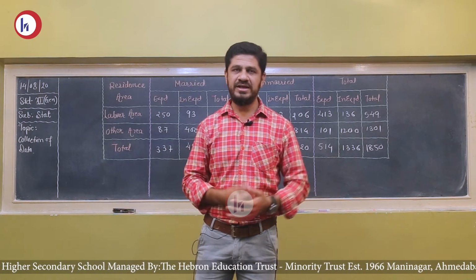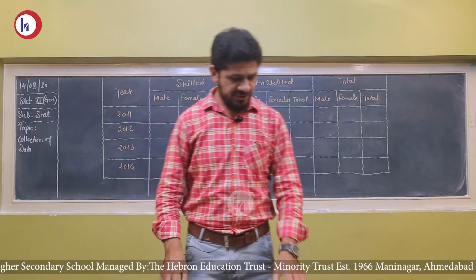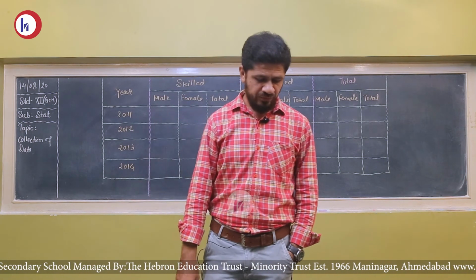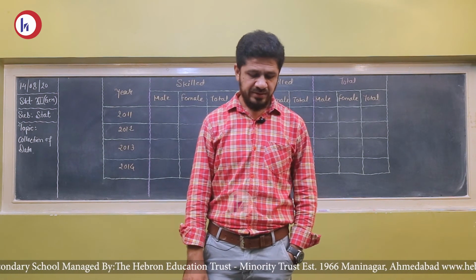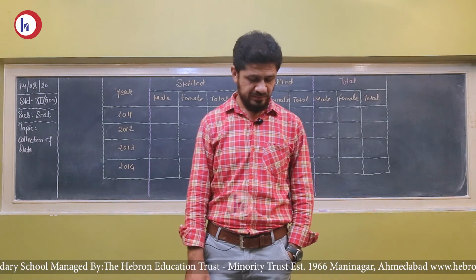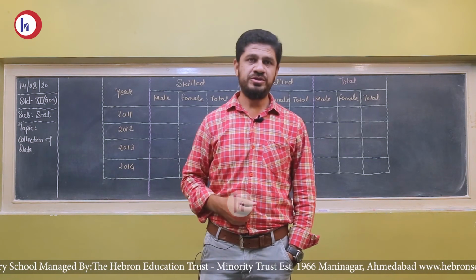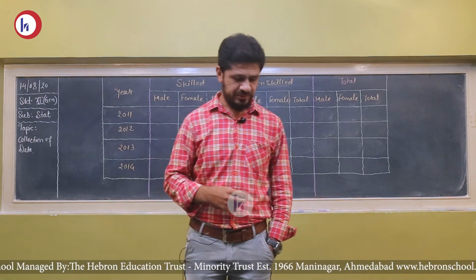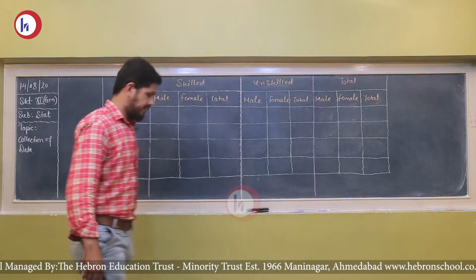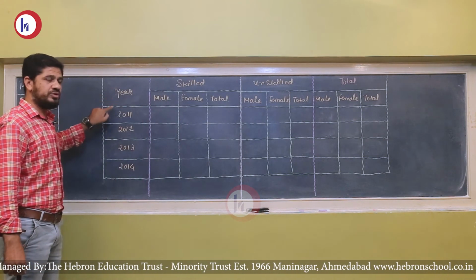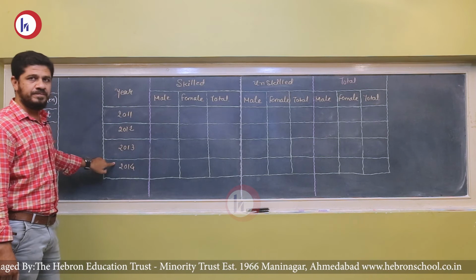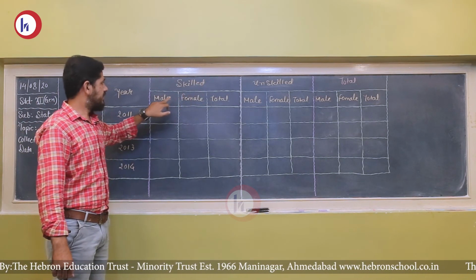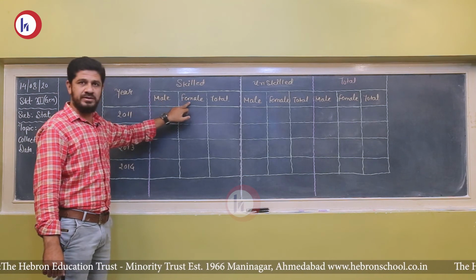Now let's come to the last sum of the exercise. Let's see question number 5. There were 1250 skilled and 400 unskilled workers in a private company in the year 2011. If you read the whole question, you know that again there are three attributes. Number 1, that is year, from 2011 to 2014. Number 2, skill based or unskill based. Number 3, the gender, male and female.